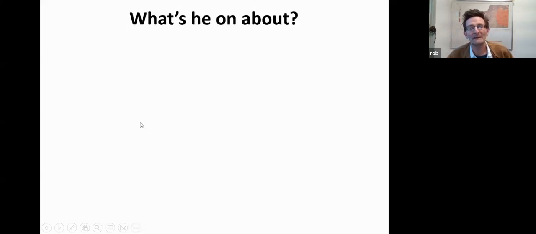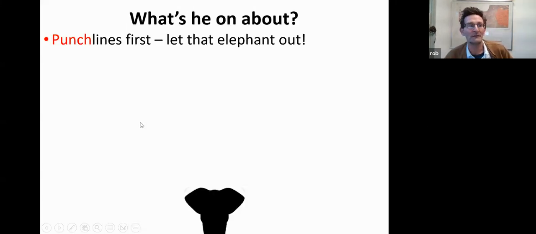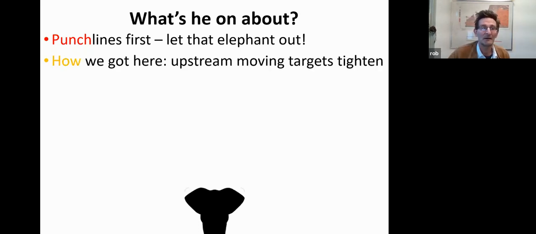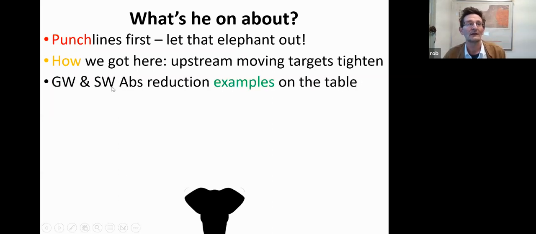So the stuff that I'm going to go through in the 45 minutes or so, I'm going to let the elephant out first and just get straight to the punchlines, rather than waiting to the end. I'm going to try and describe a potted history of how river flow targets were developed, how they've been progressively moving upstream, and also tightening as they've gone, and some of the tools that have been used to model what the consequences of that might be, groundwater modeling and other tools.